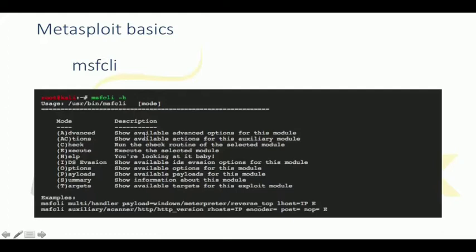With the modes, you have A for advanced, which shows the available advanced options for a particular module. The same goes for auxiliary mode. You can check, which runs a check routine on all the selected modules. You can execute the selected module. Help, you're looking at right now. And IDS evasion, which shows available IDS evasion options for this module.